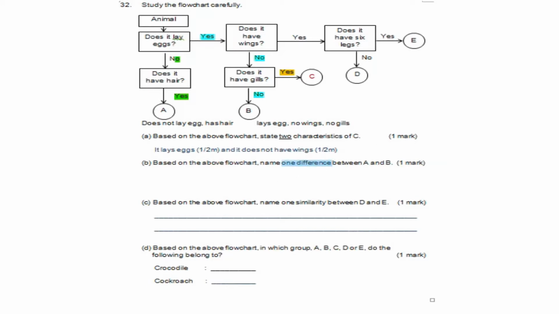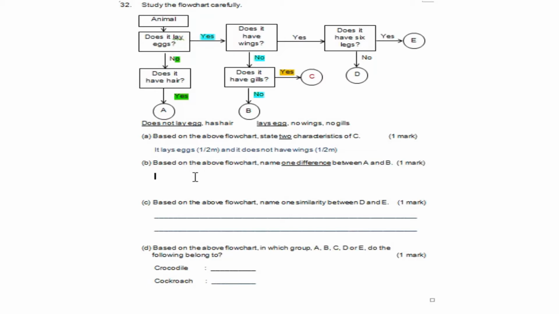When we are comparing a difference between A and B, we want to compare the same characteristics. So we don't compare has hair or no hair, because you don't even know whether B has hair or no hair. Or we can't compare wings or gills. We compare something that both of them have been described with. In this case, laying eggs. One does not lay eggs and the other one lays eggs.